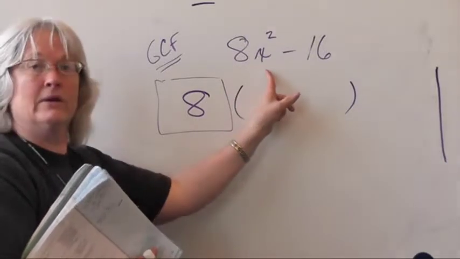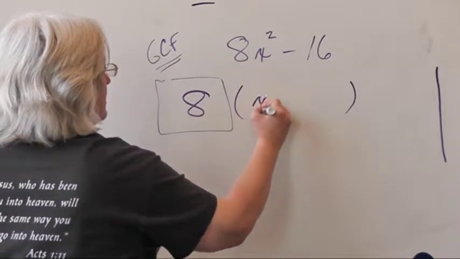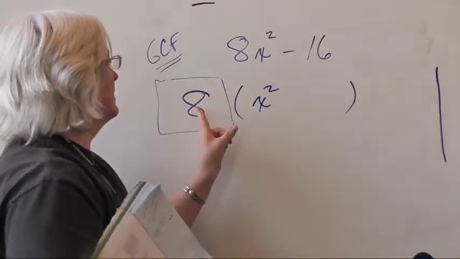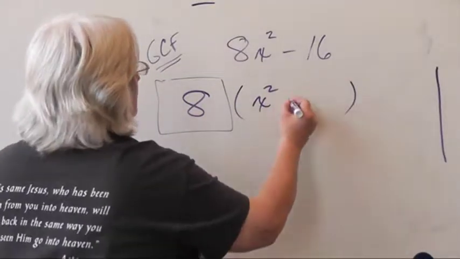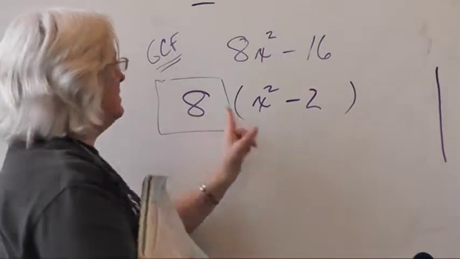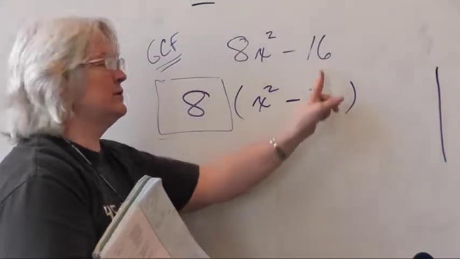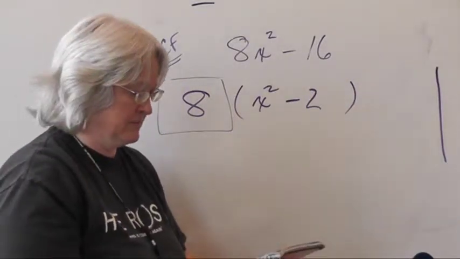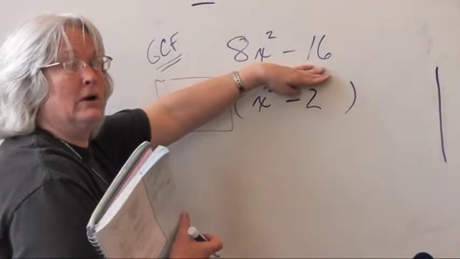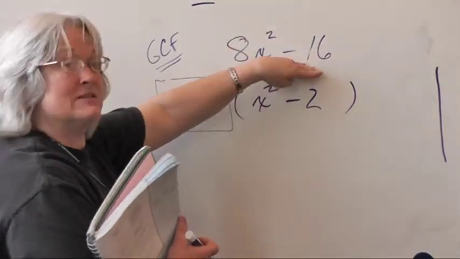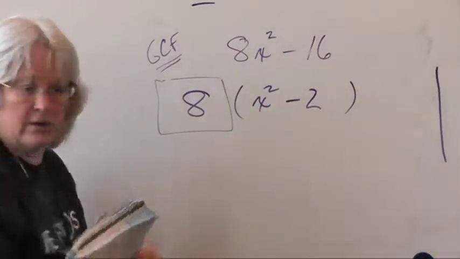So if we say 8x squared divided by 8, we factor out an 8, that's x squared. 8 factored out of a negative 16, you have a minus 2 left. 8 times x squared is 8x squared. 8 times a negative 2 is a negative 16. And that's how you check it. So our factored form of 8x squared minus 16 is 8 times the quantity x squared minus 2.